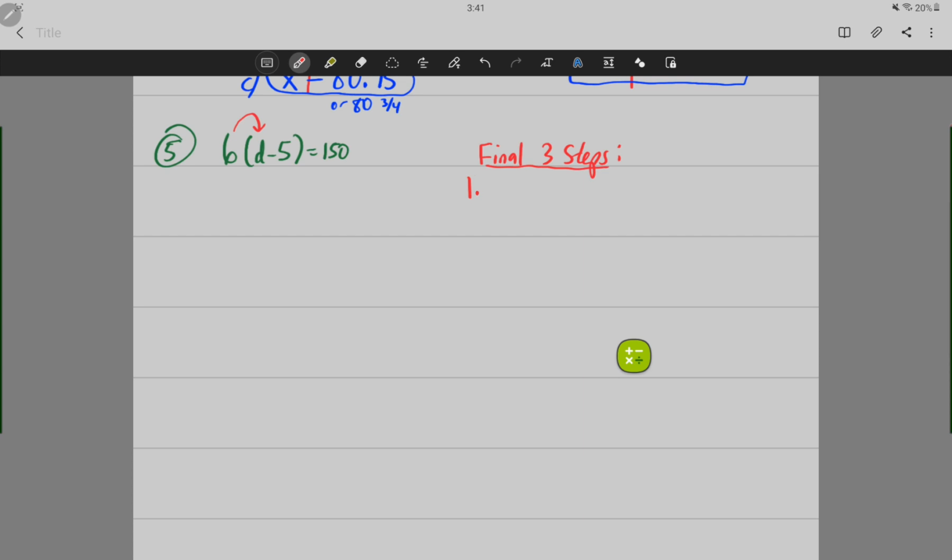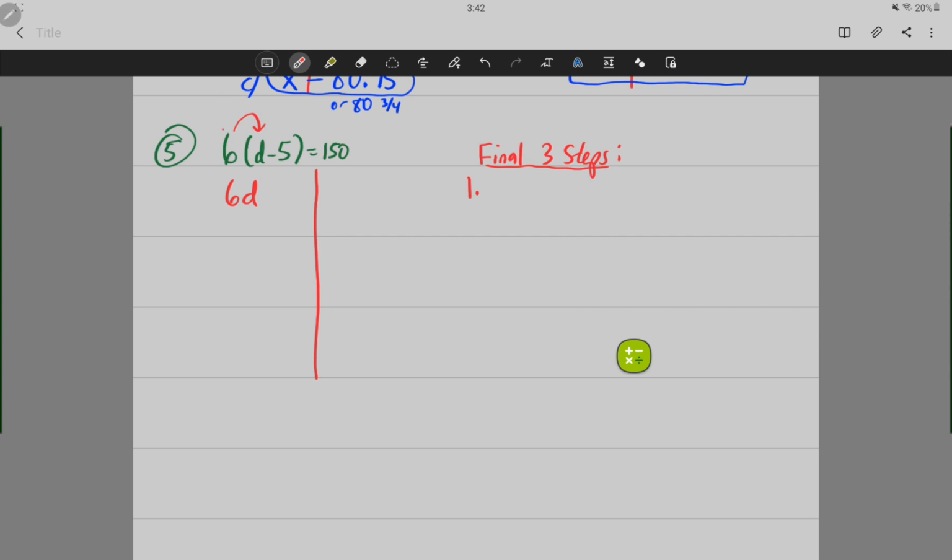So if he does 6 times d, it's going to give us 6d. So we have to continue where he started. So equal sign, let's draw a line first. So what are the next 3 steps? So he already started distributing the 6. He multiplied. So we have to distribute again.